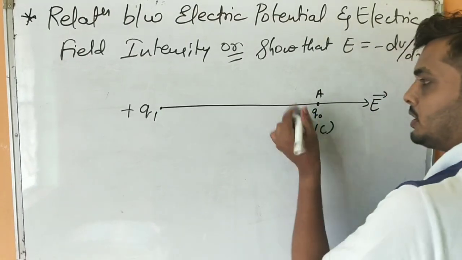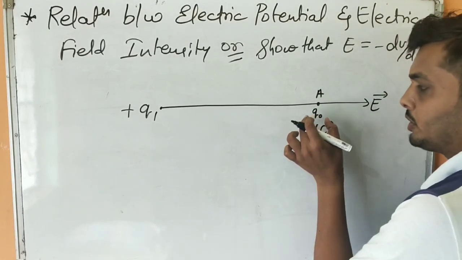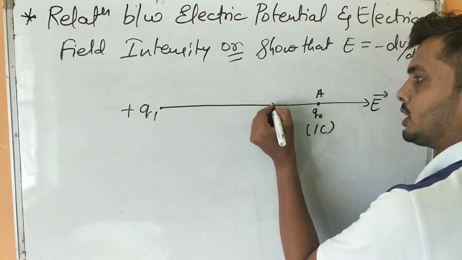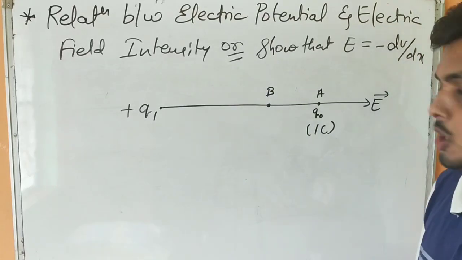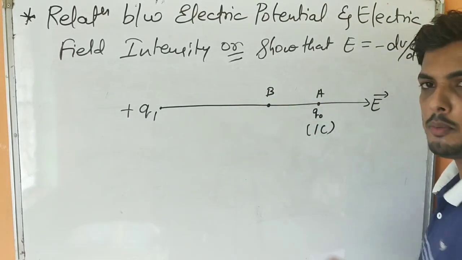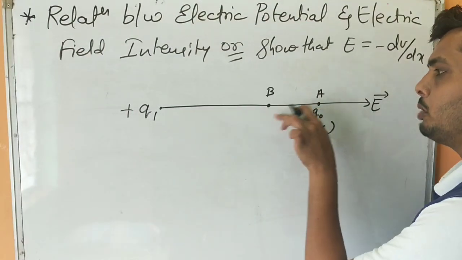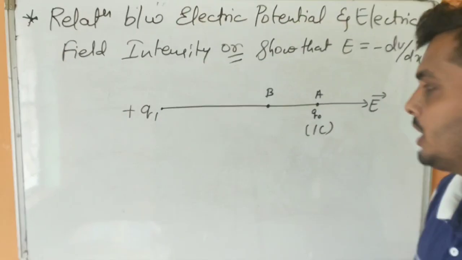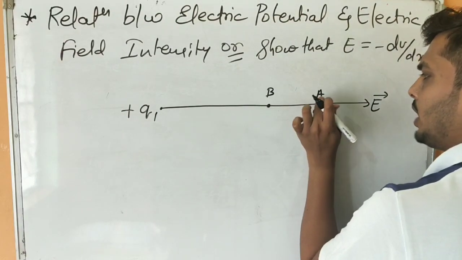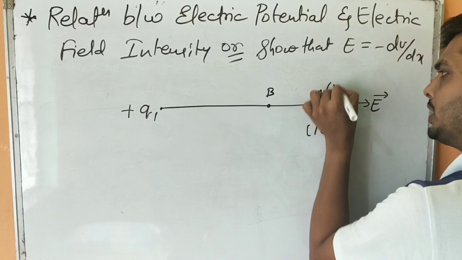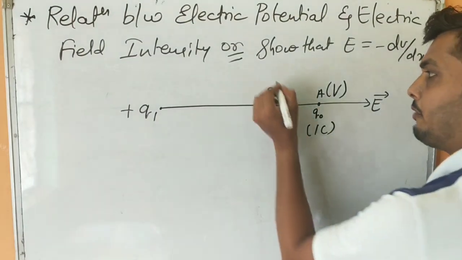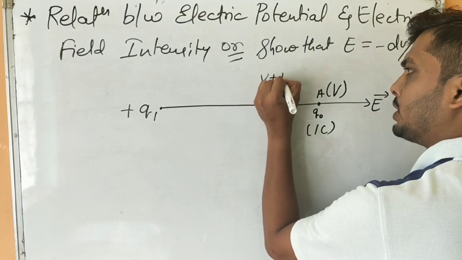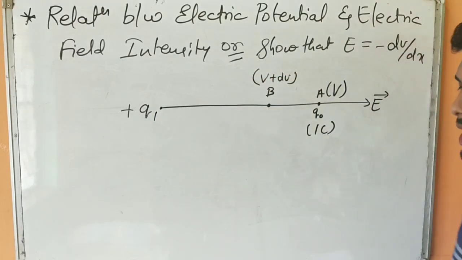Now consider this test charge particle is doing a certain amount of work and it approaches this point B. So definitely it has done a certain amount of work, and this work done will be stored as its potential energy, right? So if I imagine at this point I have potential V, what will be the potential at this point? Definitely it will be V plus dV. Yes or no students? Correct.